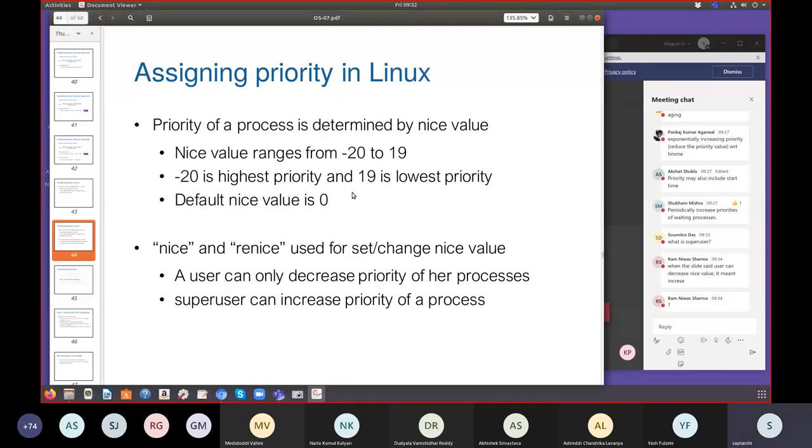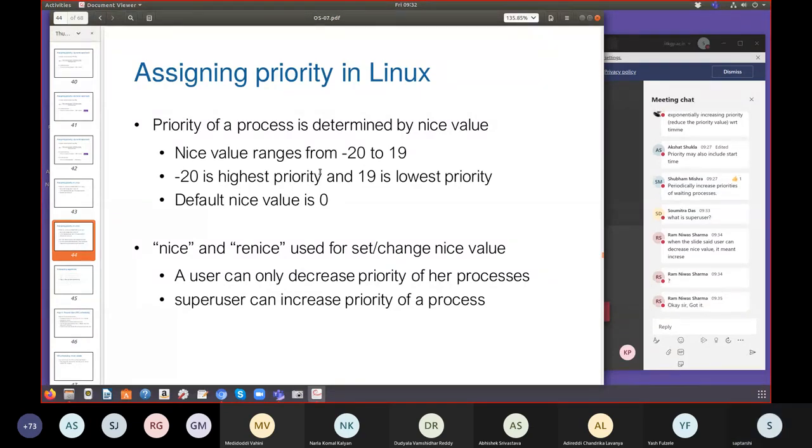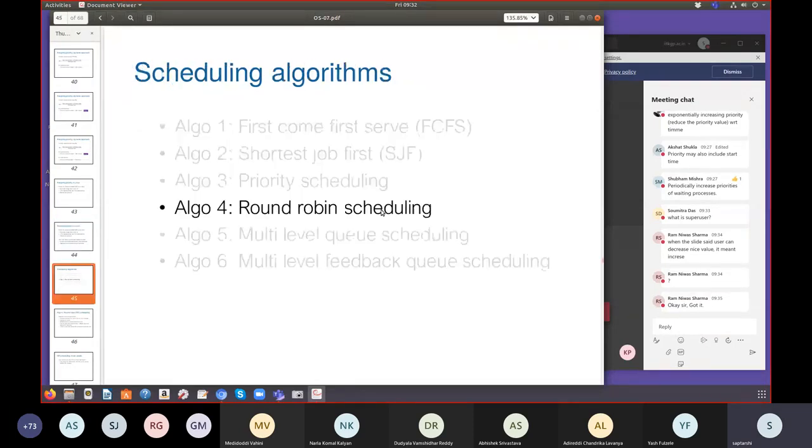Ram Nivas is asking about when the slide said user can decrease nice value. It did not say the user can decrease nice value. It said user can decrease priority of a process. Decreasing priority is done by increasing nice value. So for nice value, negative is high priority and positive is low priority. Okay, let's proceed to round robin scheduling.